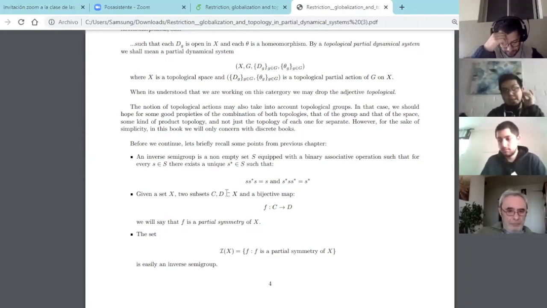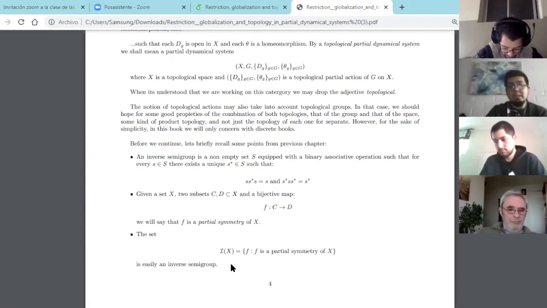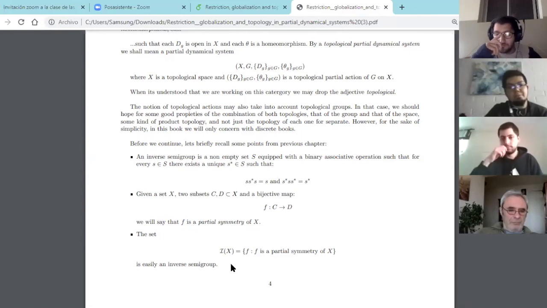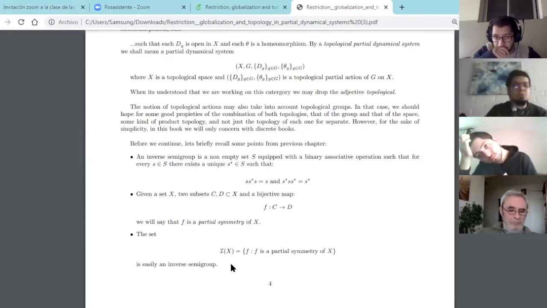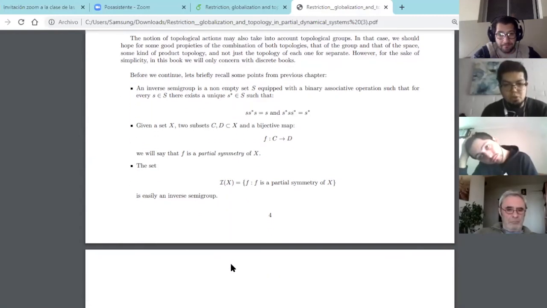We will say that given a set X and two subsets, if we have a bijection between both of those subsets, that is what we will call a partial symmetry of X. And we will consider the inverse semigroup of all partial symmetries of a given set, and it will easily be an inverse semigroup. So those are just some quick notes that the author states in the previous chapter, and he will use here.